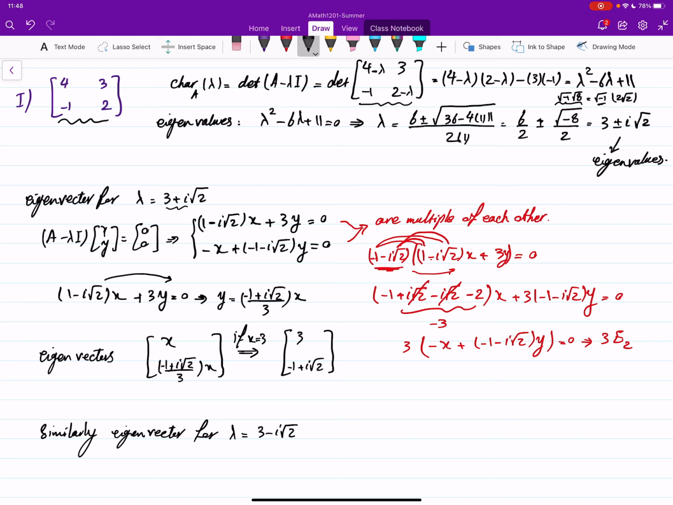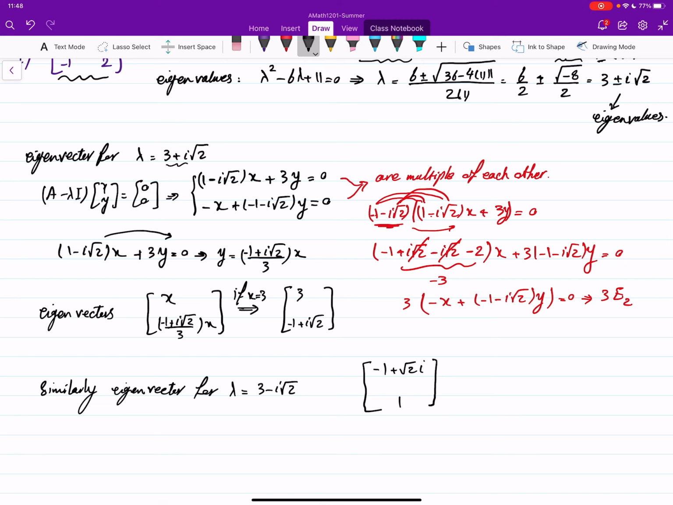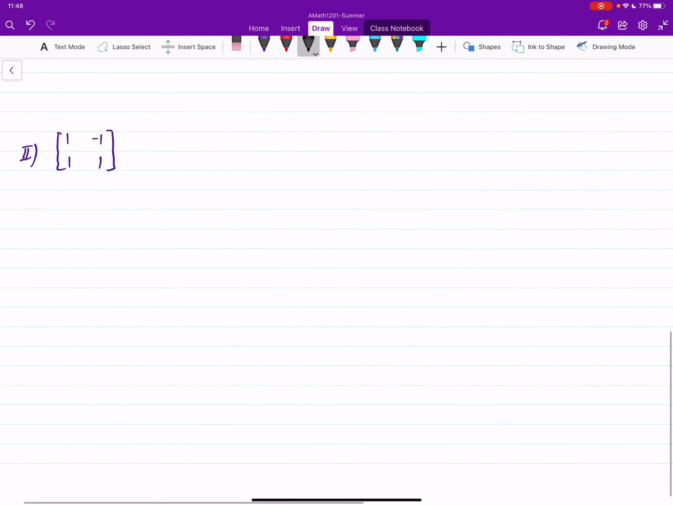You can do similar kind of work there and you will be able to get something like negative 1 plus root 2 i times 1 here, something like that. So that's the eigenvector for that, but similar work needs to be done and you can complete that one. Let's do another one here.